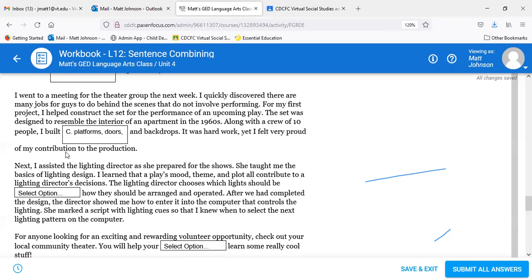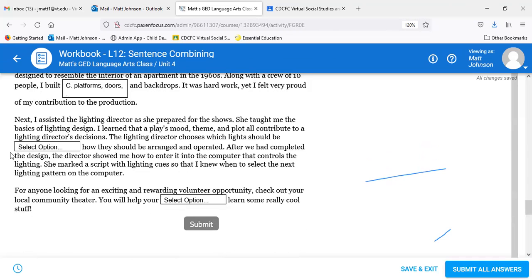"It was hard work, yet I felt very proud of my contribution to the production. Next, I assisted the lighting director as she prepared for the shows. She taught me the basics of lighting design. I learned that a play's mood, theme, and plot all contribute to a lighting director's decisions. The lighting director chooses which lights should be used."